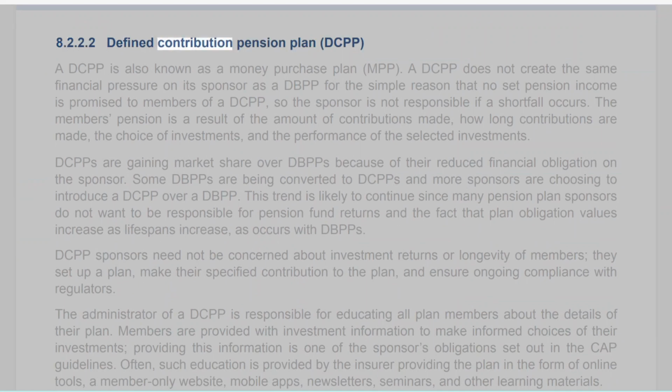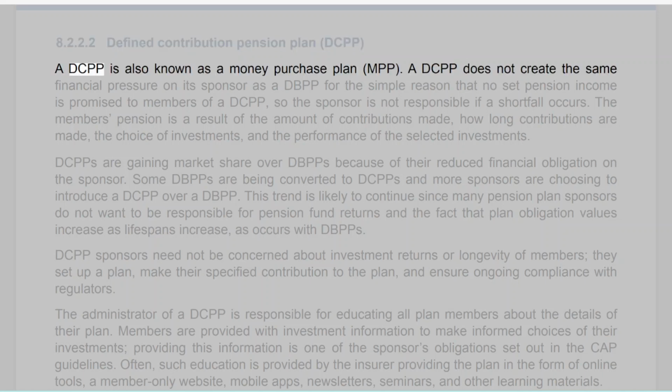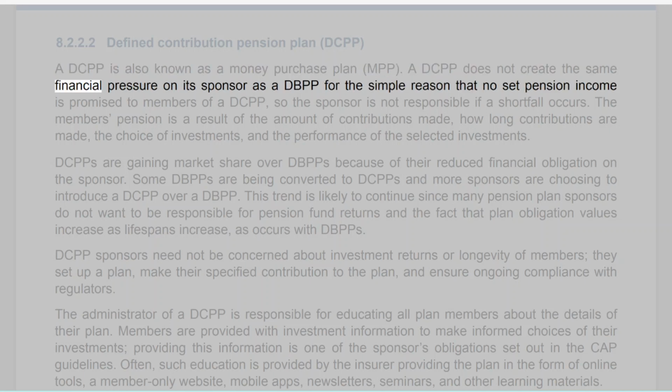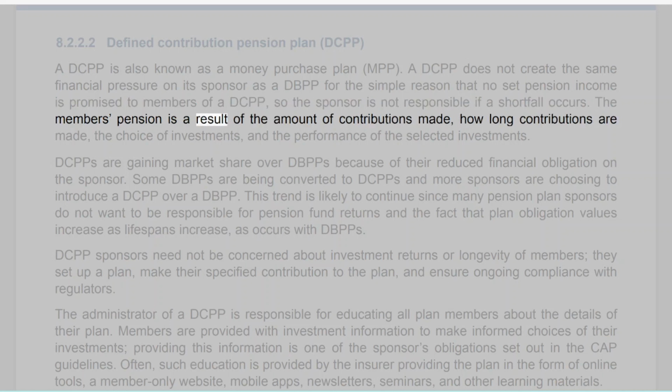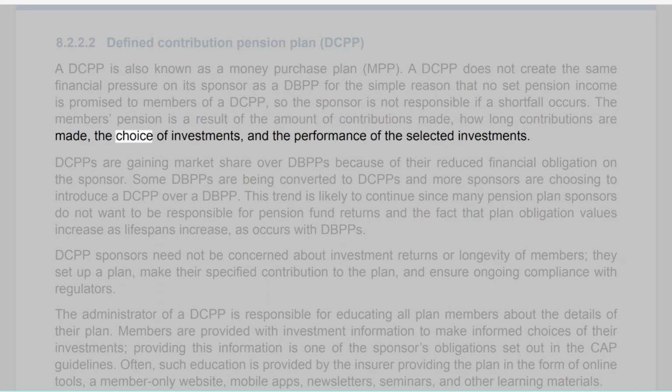8.2.2.2 Defined Contribution Pension Plan, DCPP. A DCPP is also known as a Money Purchase Plan, MPP. A DCPP does not create the same financial pressure on its sponsor as a DBPP for the simple reason that no set pension income is promised to members of a DCPP, so the sponsor is not responsible if a shortfall occurs. The member's pension is a result of the amount of contributions made, how long contributions are made, the choice of investments, and the performance of the selected investments.